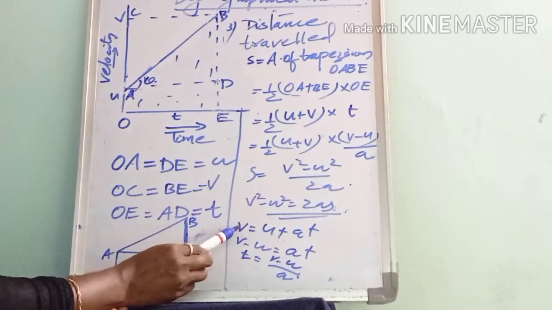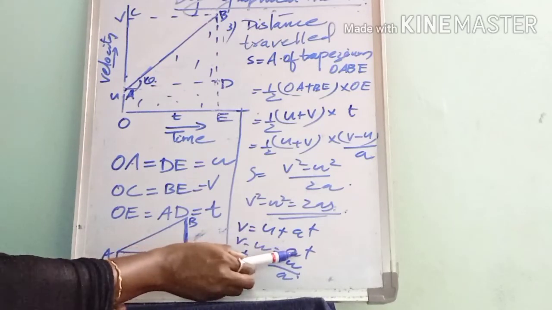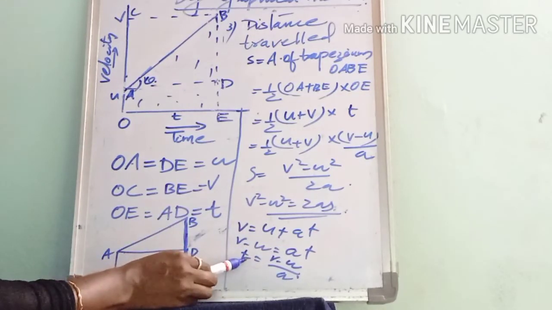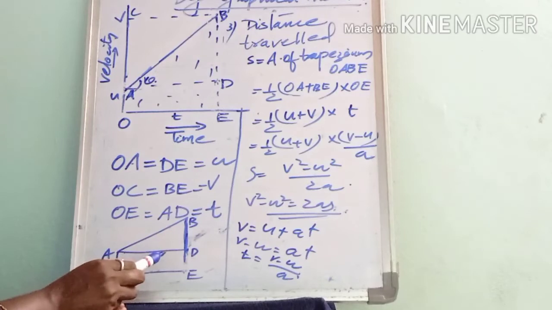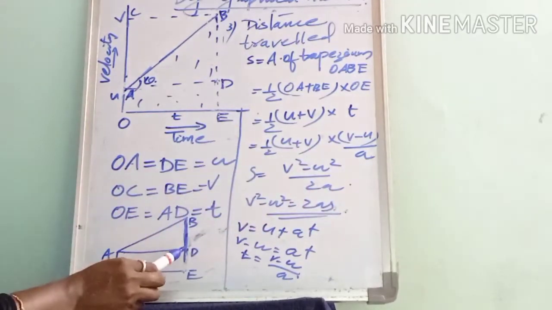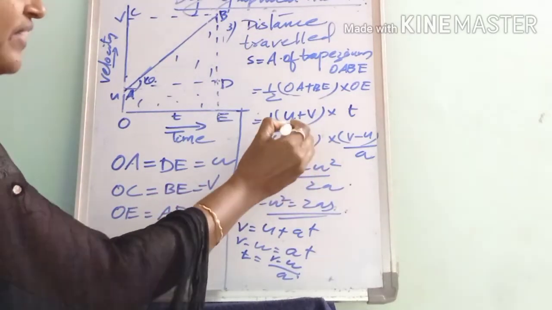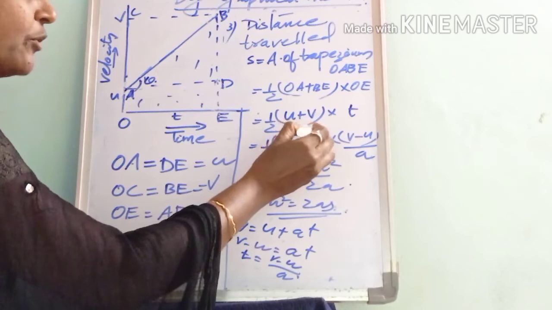You know the relation V equal to U plus AT. From this, V minus U can be written as AT. And again, T is equal to V minus U by A. Then substitute for T here, V minus U by A. Then actually U plus V can be written as V plus U.